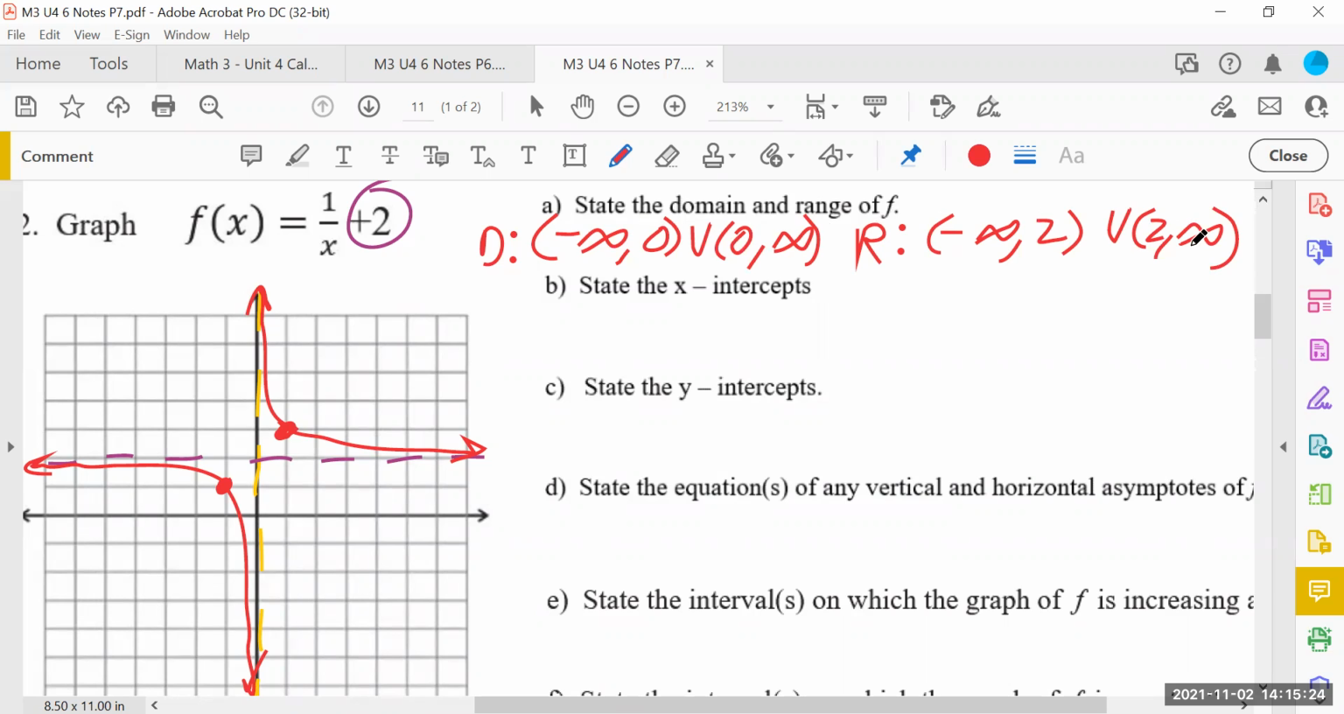X-intercepts. Does everybody see that this graph does have an x-intercept? It does cross the x-axis right here. The problem is that that's not a whole number, and I don't know what it is. So to find that, if you ever need to find the x-intercept, it's always the same. You make y 0. So that means I'm going to say 0 equals 1 over x plus 2. To solve this, I'm going to subtract 2 from both sides. So minus 2, get negative 2 equals 1 over x.